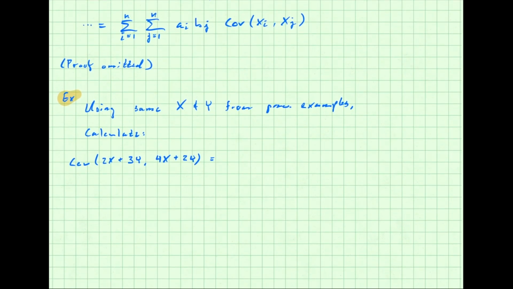And so this is going to look like, let's go through these in order. So it's 2 times 4 times the covariance of x and x. In other words, the variance of x. Plus, and then the next term would be 2 times 2 times the covariance of x and y.